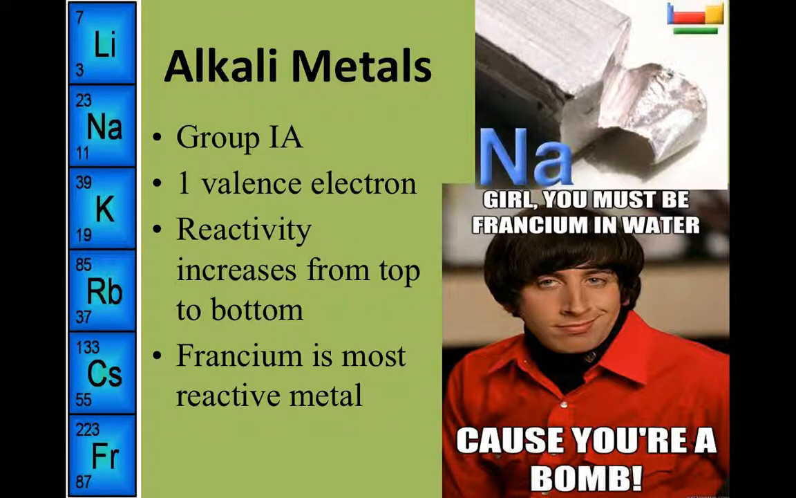I think of A starting with the alphabet. It's the very first column to the left. It's group 1A. And group 1A has 1 valence electron. Their reactivity increases from top to bottom. So as you go down, notice francium. There is the most reactive metal on the periodic table, and it's in group 1A, which are the alkali metals.